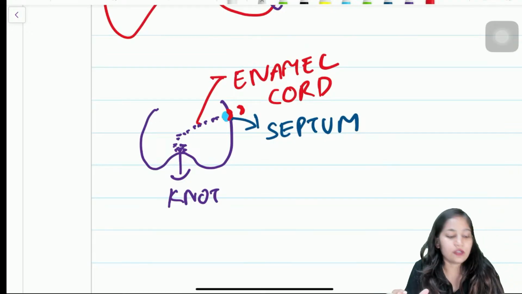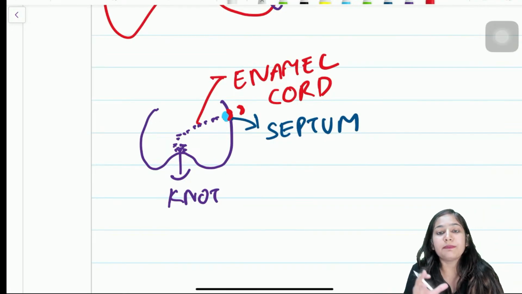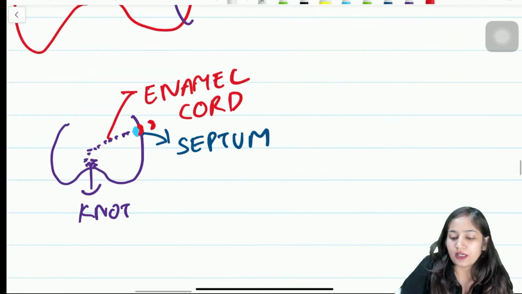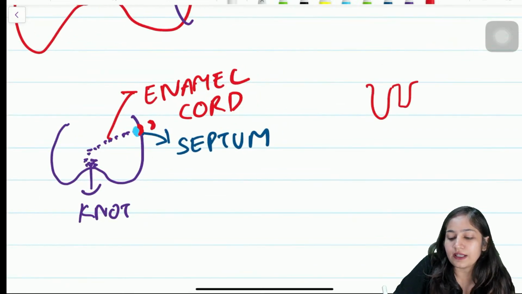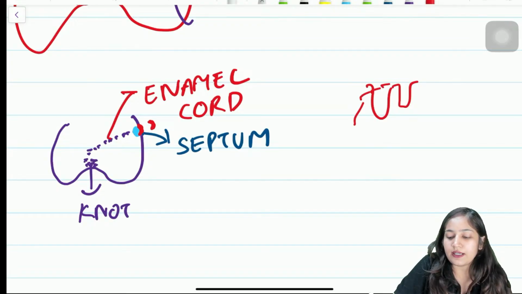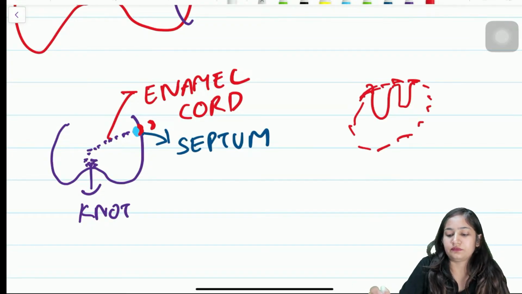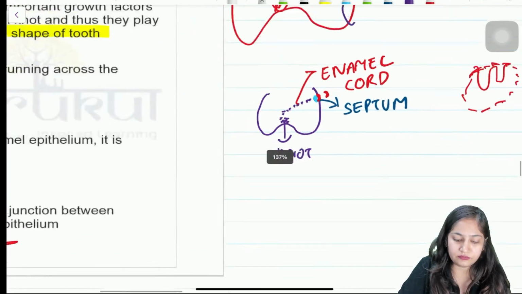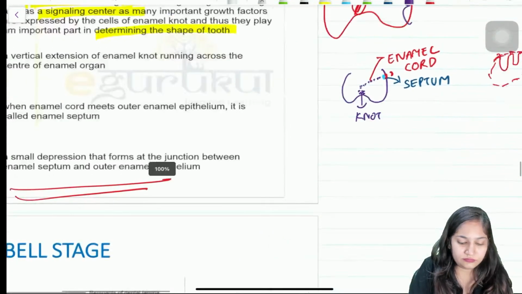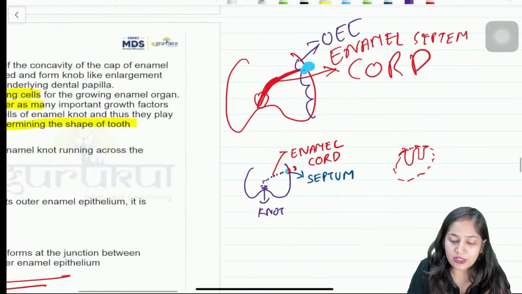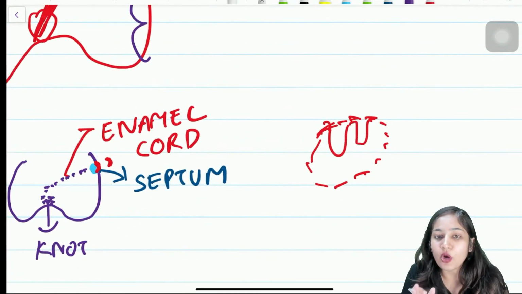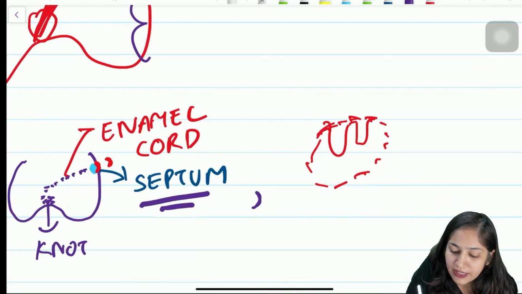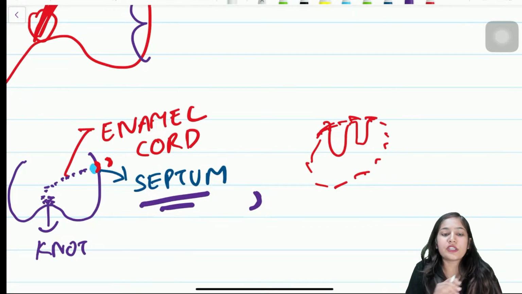Enamel niche again. Okay, Vidu, she is asking about enamel niche. It is mainly apparent during the sectioning artifact, right? Enamel niche is double attachment of the dental lamina and underlying ectomesenchyme. That is enamel niche. Navel we have discussed, Abhishek. The point at which enamel cord meets the outer enamel epithelium is septum, and at that point of meeting we have a small depression just like navel, which is enamel navel.